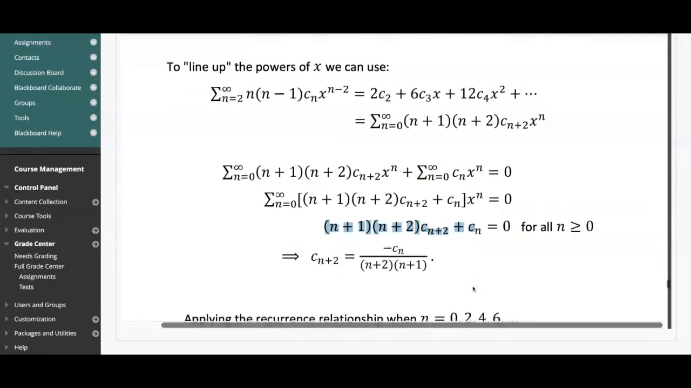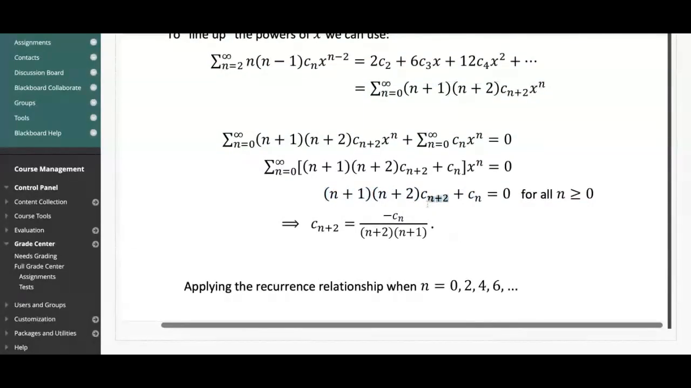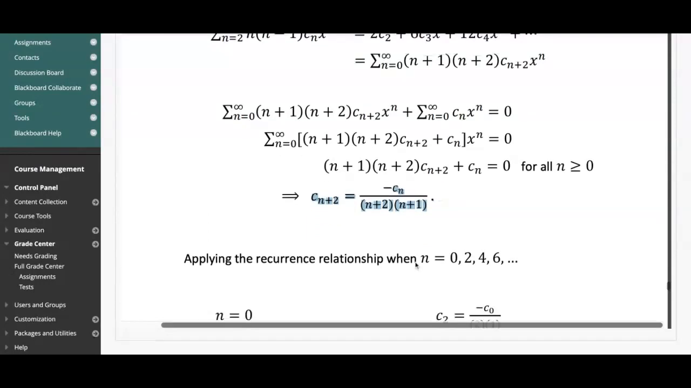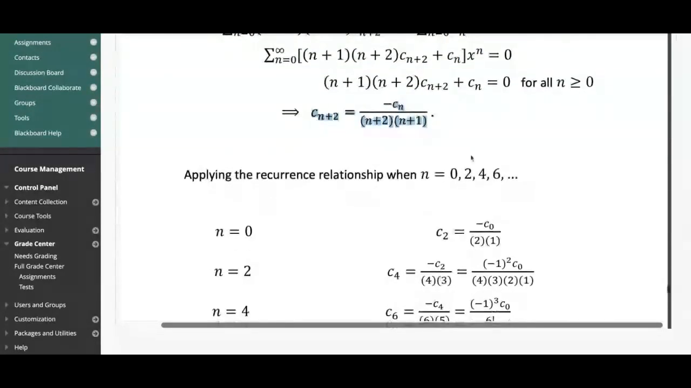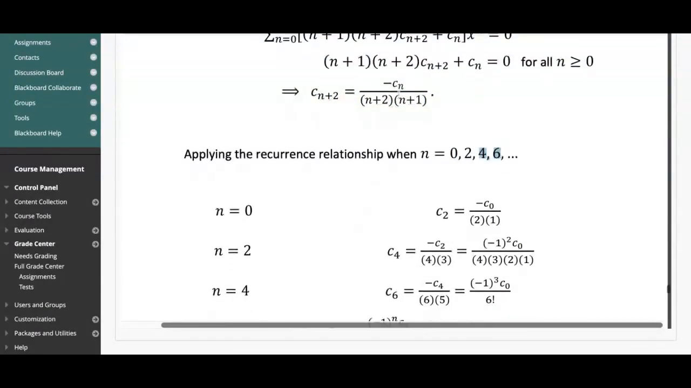Then we try to solve for the relationship between the n plus 2 term and n's term. So the n plus 2 term equals negative Cn divided by n plus 2 times n plus 1. So this is a general relationship in terms of n's term and n plus 2 term. So we can apply n equals 0, 2, 4, 6. Right? Because we see Cn plus 2, skip the C1, Cn plus 1.